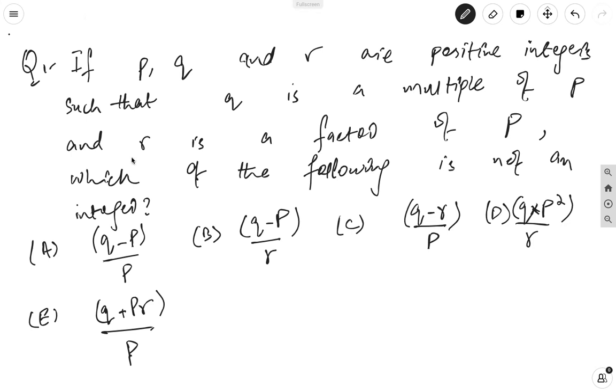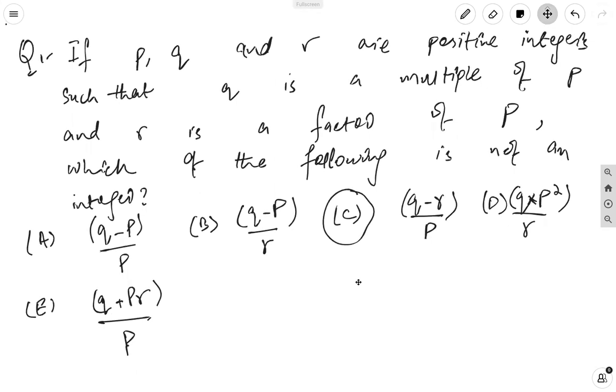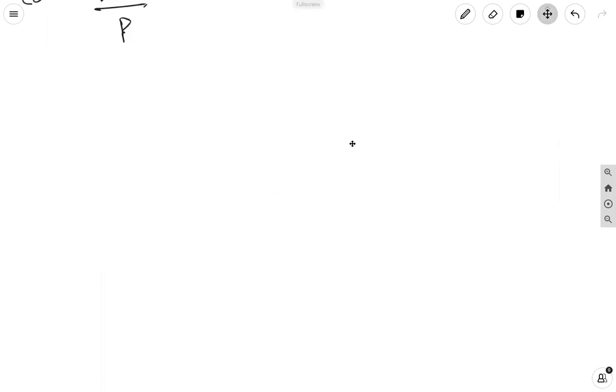Okay, let's solve this question. Yes, the answer is C. Now let's see how the answer is C. Again, there are multiple approaches to solve this question. One is by assuming values, but in such a case, you may have to check more than one value. So in such cases, it is a better idea to use algebraic expressions. For example, the question is saying that P, Q, and R are positive integers such that Q is a multiple of P and R is a factor of P.